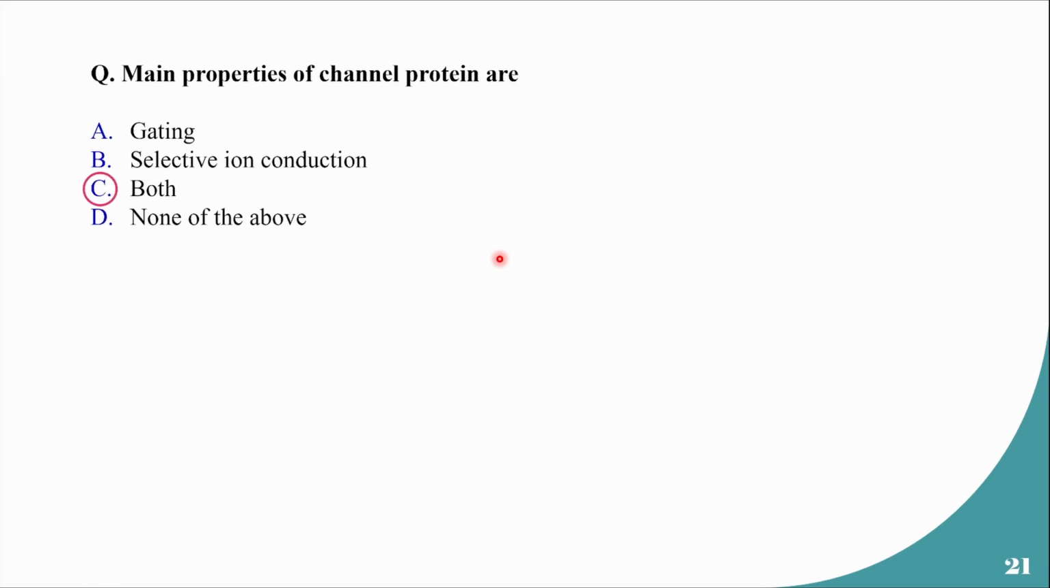Okay. Here the answer will be both. Gating is basically that these channel proteins need to be able to change their conformation so that the channel will be open or closed in certain situations. So they can gate the flow of ions from one side to the other. Selective ion conduction is that they need to allow only certain ions to pass through, so basically selection of ions. For the channel protein to be functional, it needs to be both.